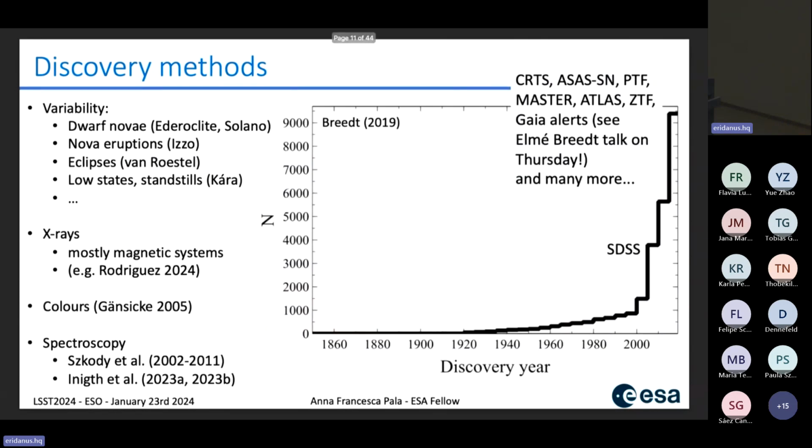And here you can see the discovery rate of these binaries. This is a plot that I stole from Madrid and shows the number of systems discovered with time. And you can see since the discovery, there was an increase. And then you can see when Sloan comes online, and then you can see the big jump with all the transient surveys, with CRTS, ZTF, and Gaia making the big part. And Elma is going to tell us about Gaia on Thursday.